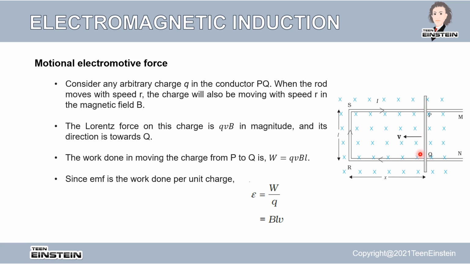Now the work done in moving the charge from P to Q is W equal to QVBL. When the charge is moving here, the work done is QVB into L. Since EMF is the work done per unit charge, we get epsilon equal to W divided by Q, then we get BLV. So we are just deriving the same equation in another way, by using Lorentz force instead of using Faraday's law like we did before.